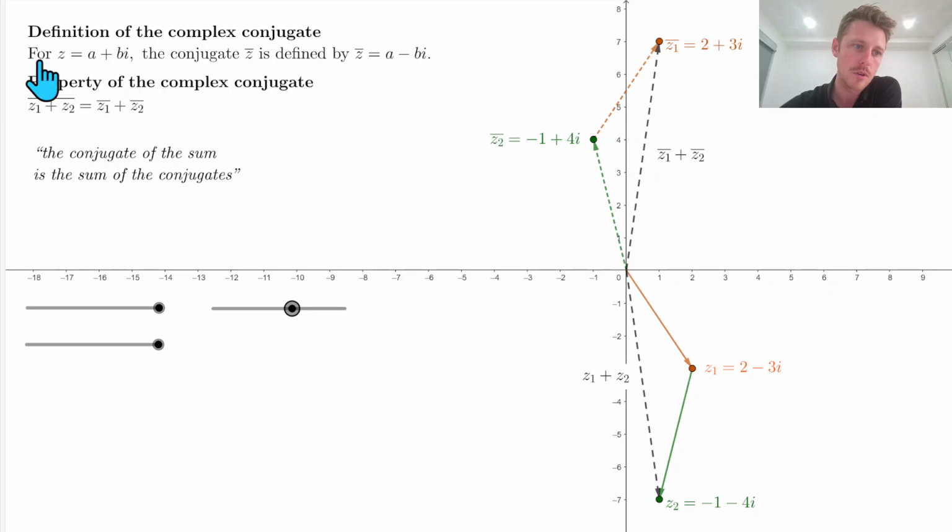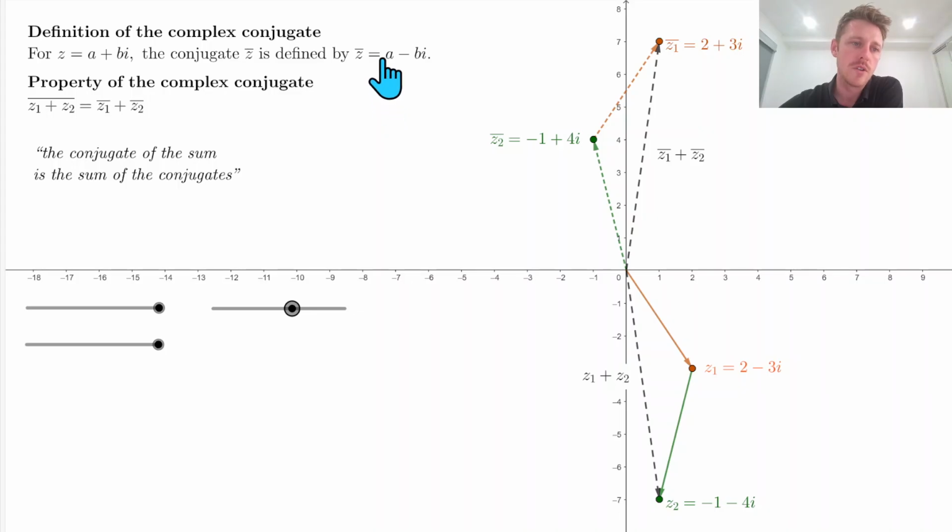Now what this property is saying is if we take the conjugate of z1 plus z2, so if we were to take the conjugate of this, it's the same as this. And I think you would agree, you can see that they are in fact reflections across the real axis. So the conjugate of z1 plus z2 would get you up here. So we can see that the sum of the conjugates is equal to the conjugate of the sum. So hopefully that picture sort of clarifies things a little bit.